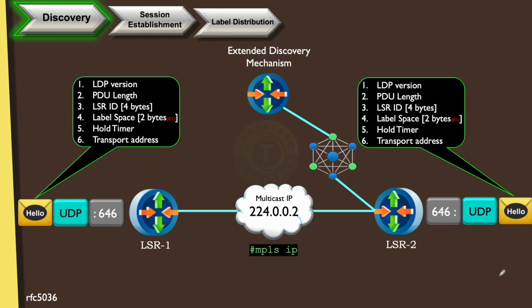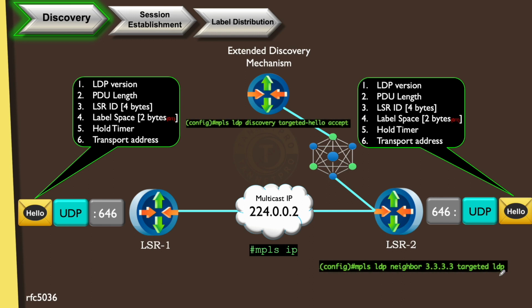So it will definitely be unicast, and for that we have to configure two lines. From the source you configure the MPLS LDP neighbor, that is 3.3.3.3 targeted LDP, and at the other end you have to configure MPLS LDP discovery targeted-hello accept, so that it can accept the hello message generated from LSR2. And in the other configuration you have to configure one tunnel line. This much you have to configure so that the LDP neighborship or adjacency can be established across a network that is not directly connected. Hope you understand the extended discovery mechanism. Hope it makes sense, right?